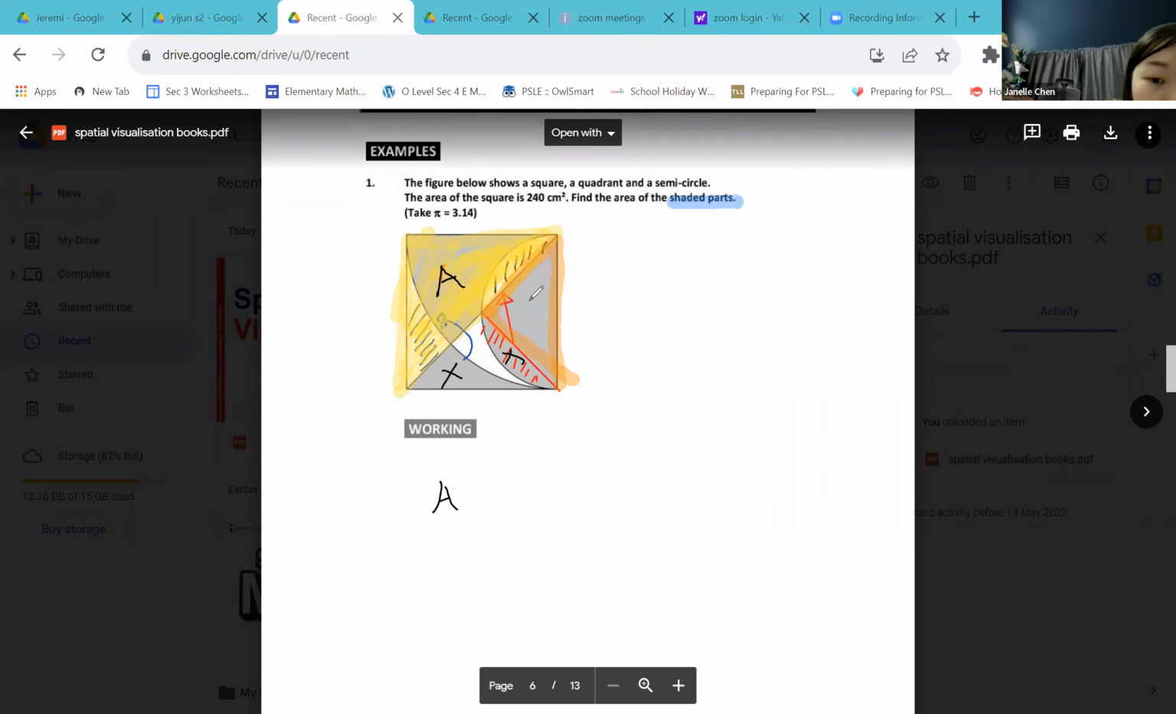So for A, I can basically just find the triangle. The question never gave us the sides, but they actually gave us the area of the square, which is 240. That is good enough for me to find A already. If you realize, A is a triangle that is half of the square, correct? So I have 240 cm squared. I can straight away divide by 2. I get 120 cm squared.